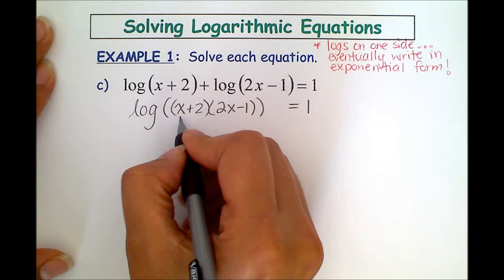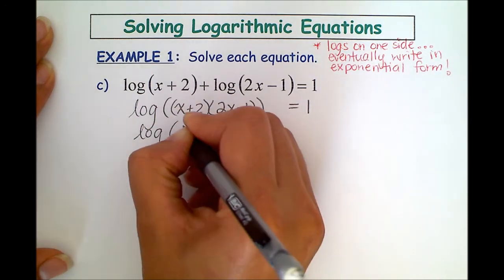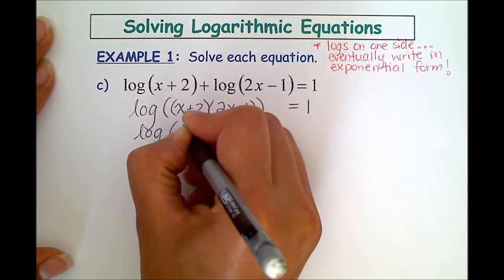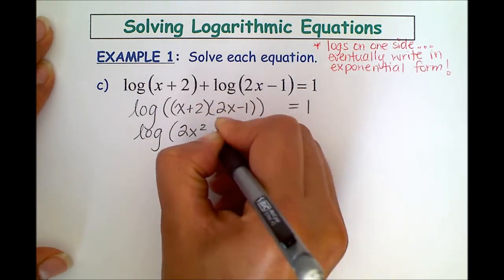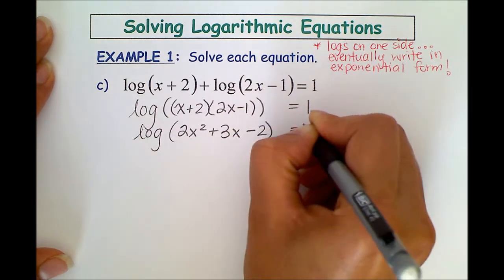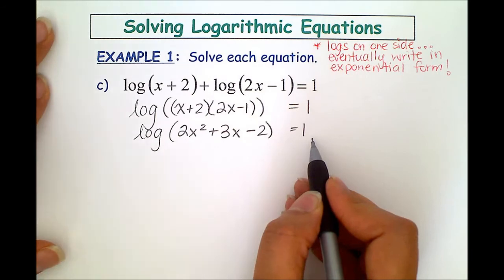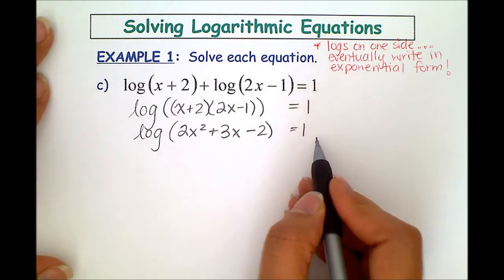Now, inside the brackets here where I'm applying the logarithm, I'm going to simplify that a little. If I actually expand and simplify that, that gives me 2x squared plus 3x minus 2, and that is equal to 1. Now, because I have a single logarithm here and I have an answer on the other side, it's hard for me to solve this unless I change this into exponential form.